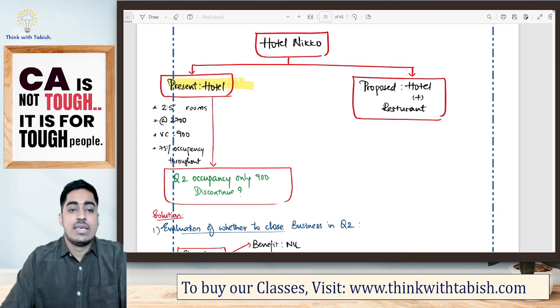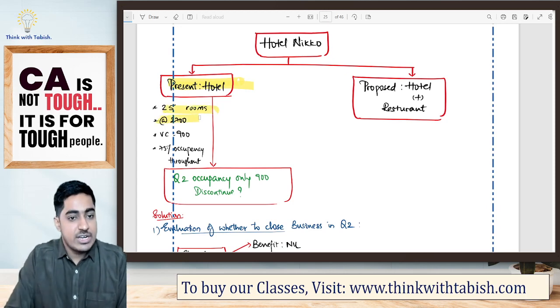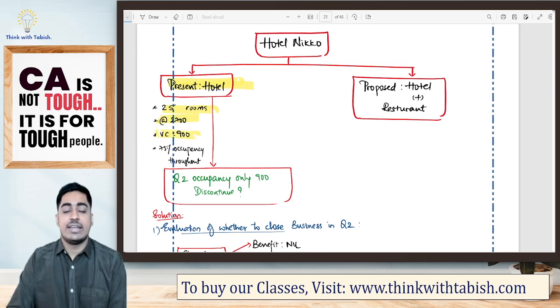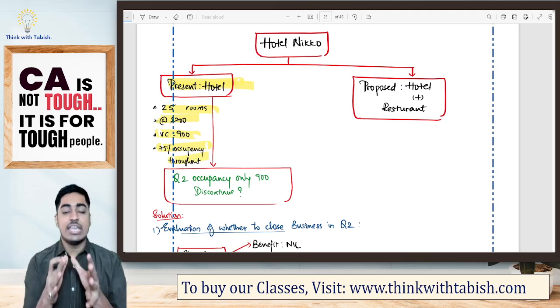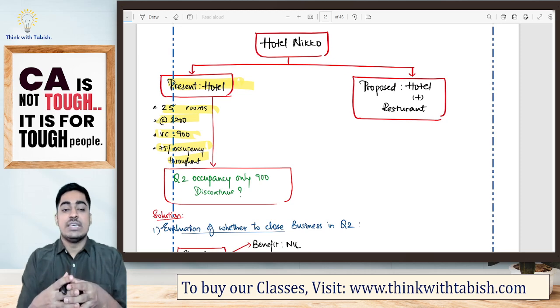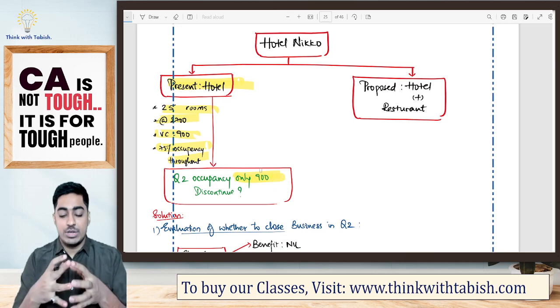Currently what they're doing is running a hotel. There are 25 rooms. From every room we are charging 2,700 per day. Variable cost is 900. That means everyday contribution is 1,800. Throughout, 75% of the rooms are occupied. Now here, during the second quarter, occupancy is less. Only 900 rooms will be occupied during the second quarter.